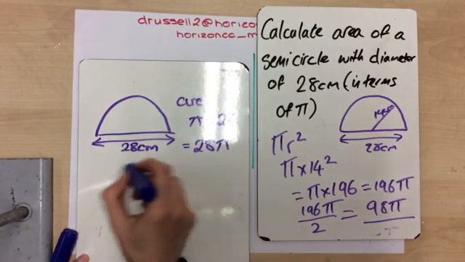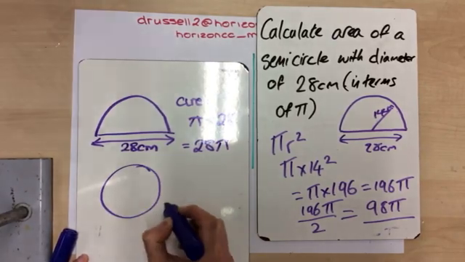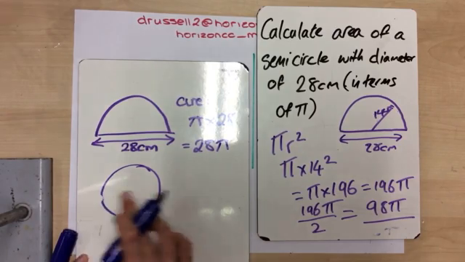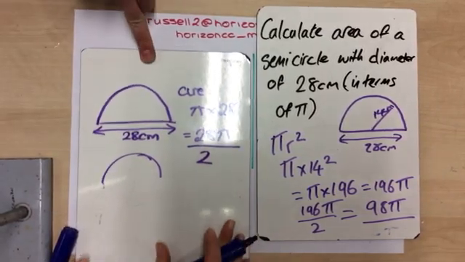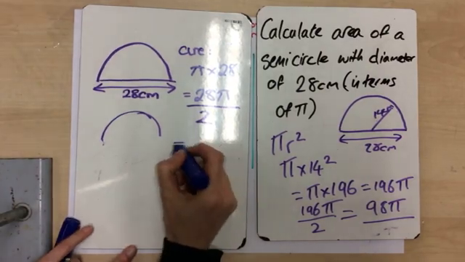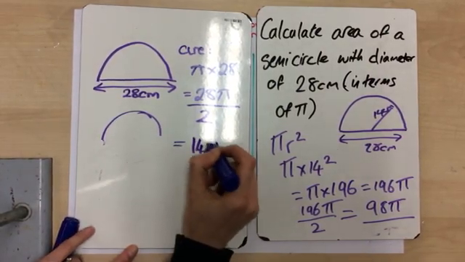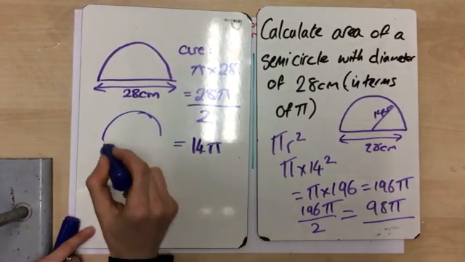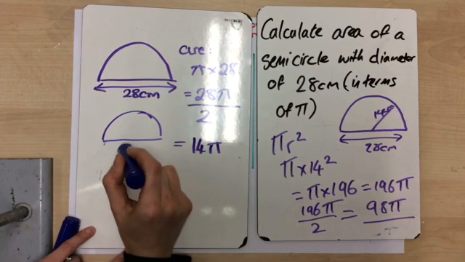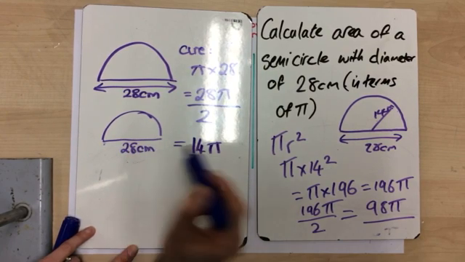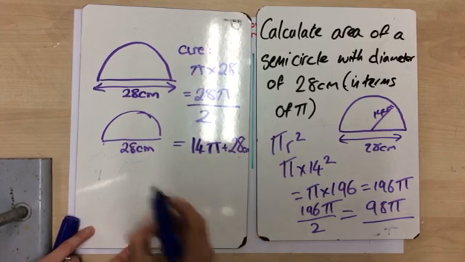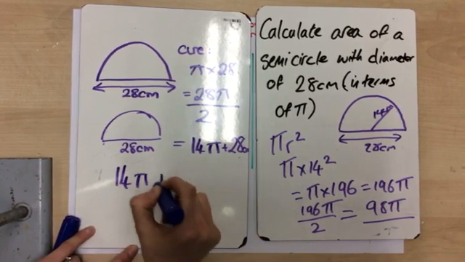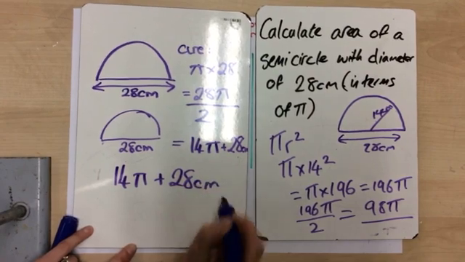Now, because that would give us the circumference of the full circle, if we only wanted half of the circle, what we'd need to do is divide that by 2, and that gives us 14 pi. However, for the perimeter, we also need this straight length as well. So we need to add on 28 centimetres. Just make sure you do that. So that would be 14 pi plus 28 centimetres.